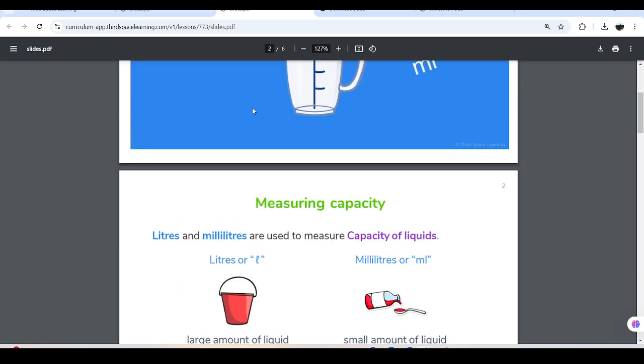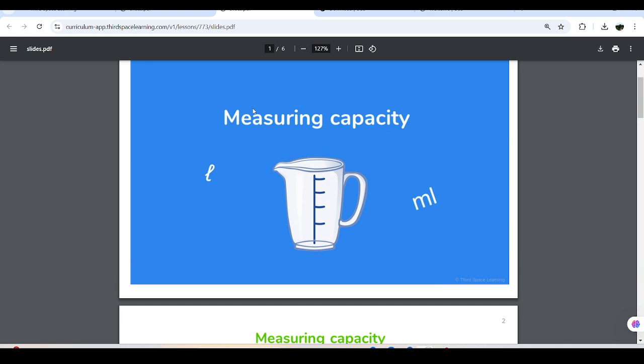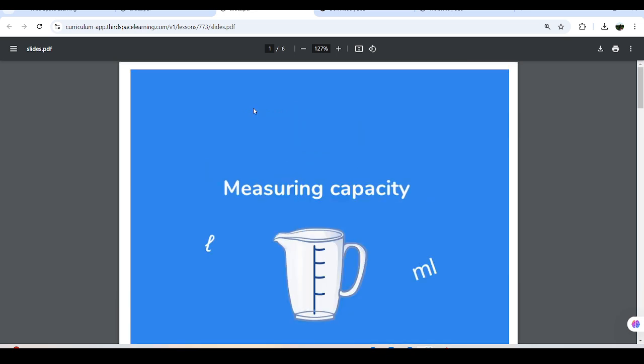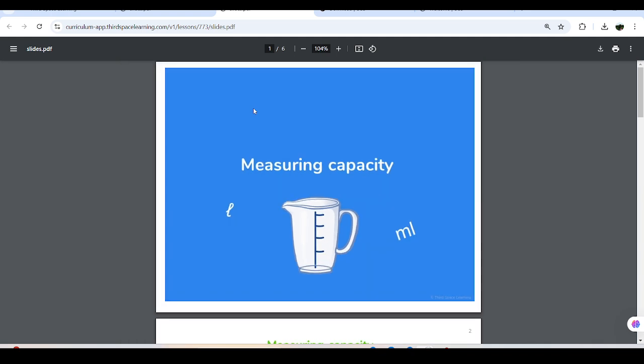Now let's talk about measuring capacity. So there are units for things to measure, right? Like we talked about distance. What are the units to measure distance? Width, height, and length. That's the dimension that we measure.